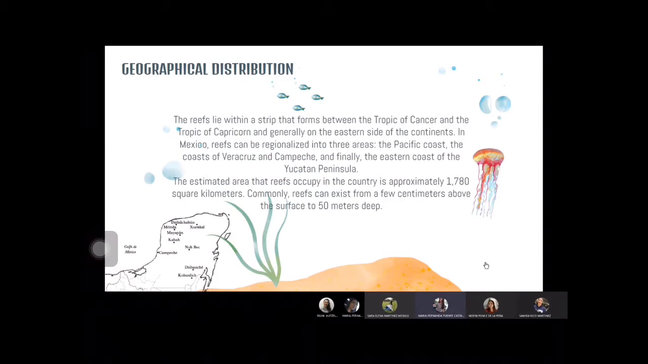The estimated area that reefs occupy in the country is approximately 1,780 square kilometers. Commonly, reefs can exist from a few centimeters above the surface to 50 meters deep.